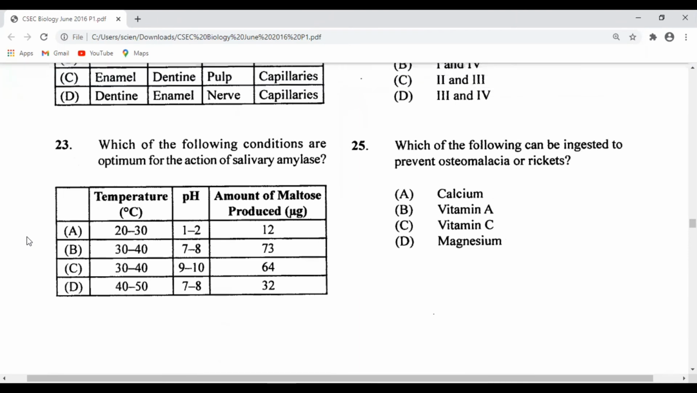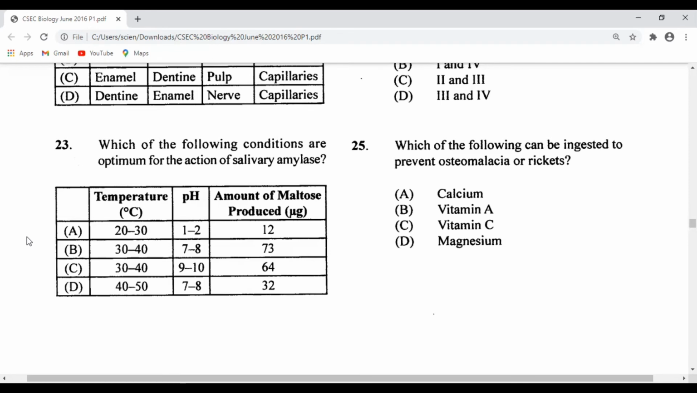23. Which of the following conditions are optimum for the action of salivary amylase? So we have a table: temperature, pH, amount of maltose produced. A, 20 to 30 degrees, pH 1 to 2, and then the amount would be 12. B, 30 to 40, pH 7 to 8, and maltose 73. C, 30 to 40, pH 9 to 10, and 64. Then D, 40 to 50, that's the temperature, pH 7 to 8, and 32.